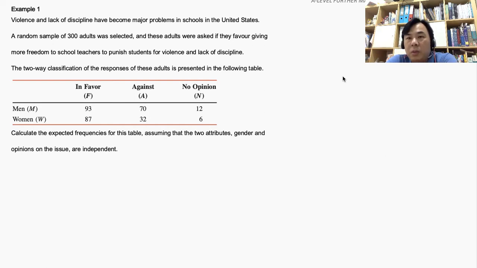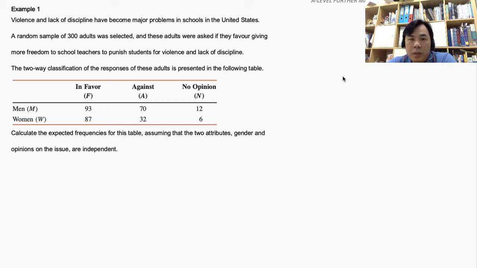Then you get an idea how to calculate the expected frequency, and then finally we can conclude the chi-square hypothesis testing. Okay. Now this example one is related to violence and lack of discipline, which have become a major problem in schools in the US. A random sample of 300 adults was selected, and these adults were asked if they favor giving more freedom to school teachers to punish students for violence and lack of discipline.